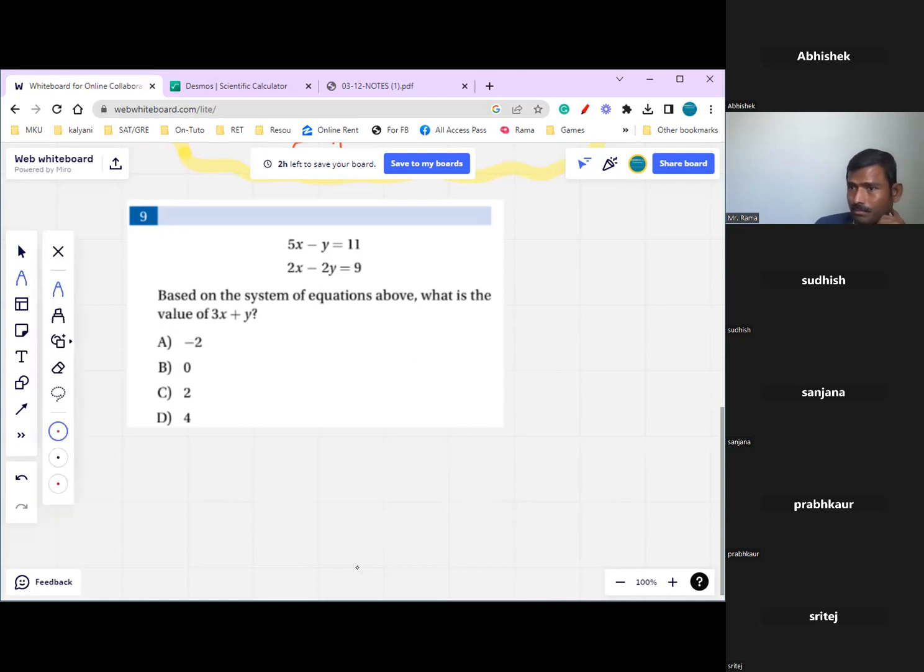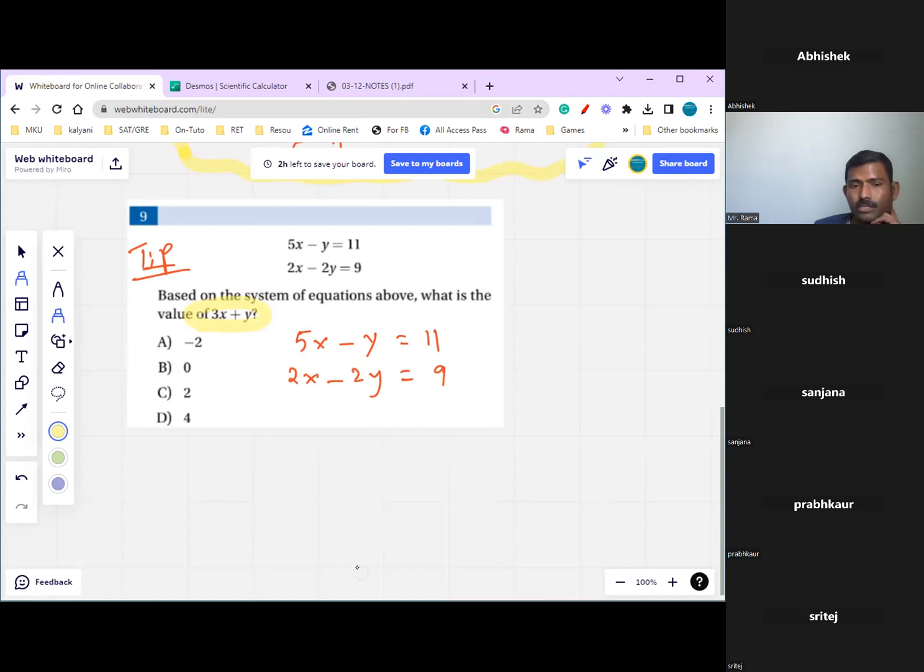Okay, eyes on the screen. We're going to do the technique on this one. I'm not going to show you the long method. We're going to do it an easier way. 5x minus y equals 11, and then 2x minus 2y equals 9. Whenever they give you two equations, always think there will be some easy way to do this. The easy way here is to pay attention to what they're asking. They're asking about 3x plus y, so keep that in mind.